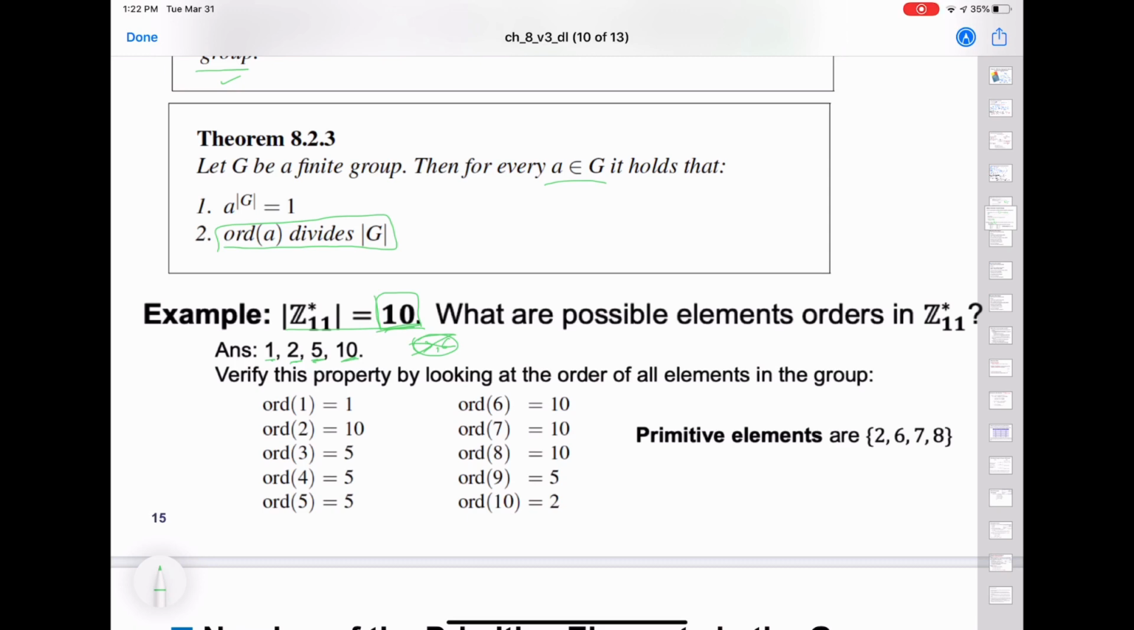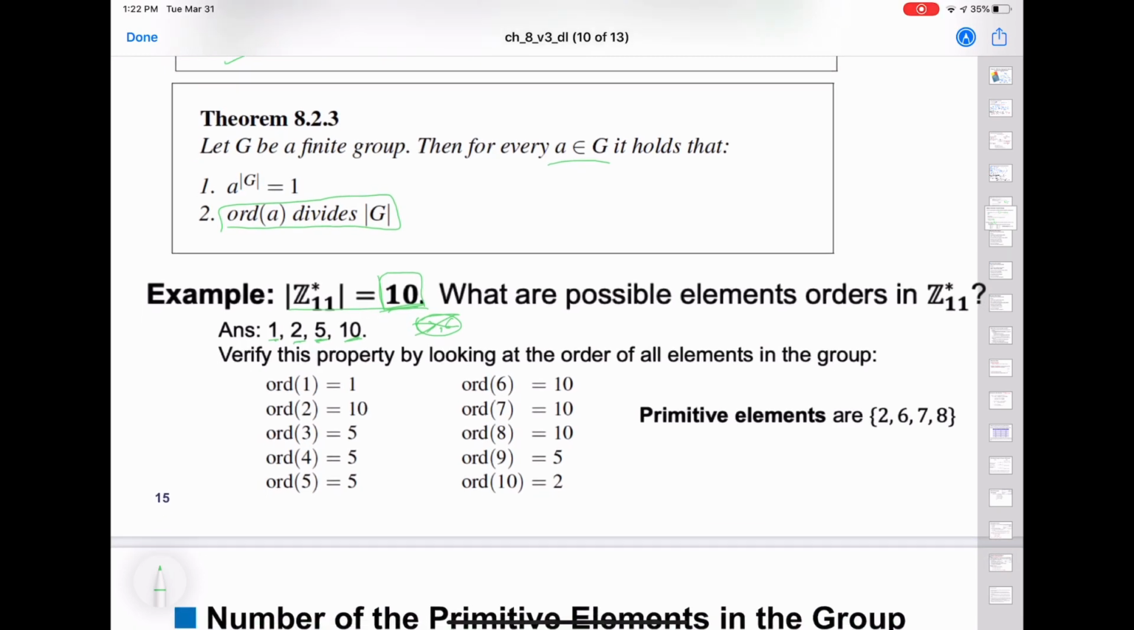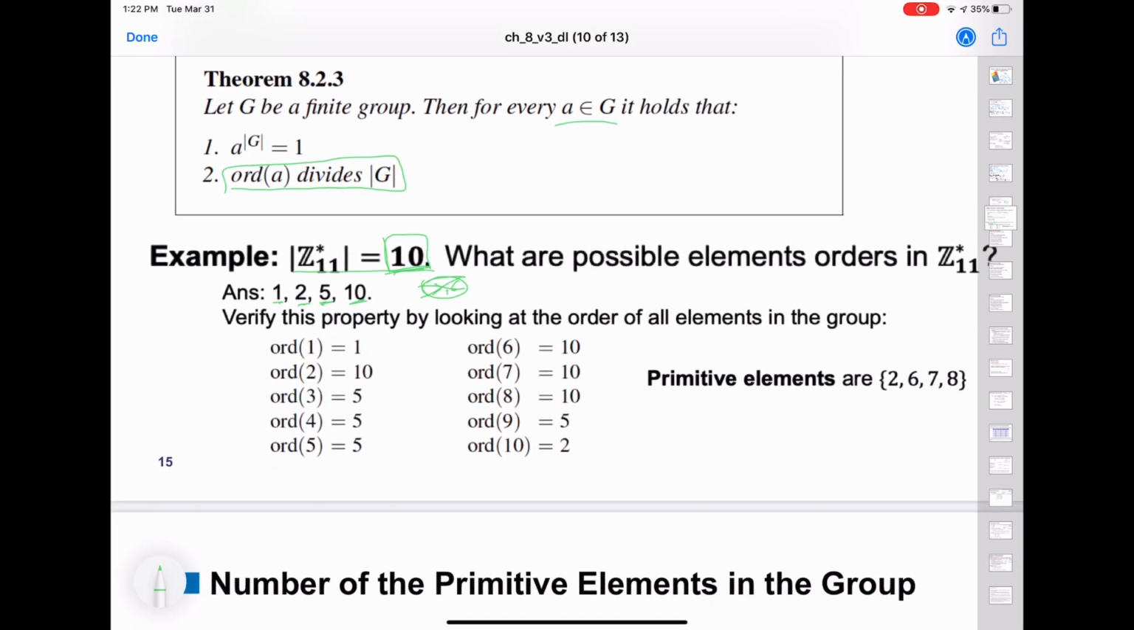So let's verify what I am talking about. Order of 1 is 1 because 1 to the power of 1 is 1. Order of 2, we just saw it. Yes, 2 generates 10 elements. It gave me 2 to the power of 10 is 1.